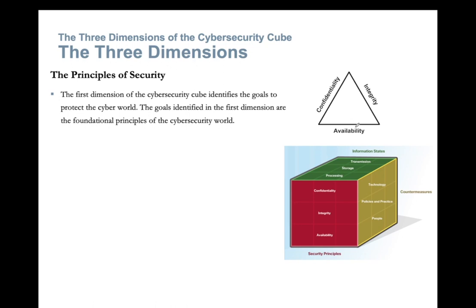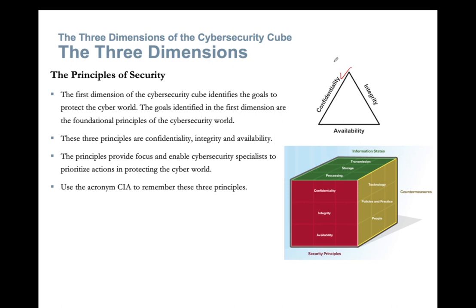The principles provide focus and enable the cybersecurity expert to prioritize actions when protecting any networked systems. Confidentiality prevents the disclosure of information to unauthorized people, resources, or processes. Integrity refers to the accuracy, consistency, and trustworthiness of data. Finally, availability ensures that information is accessible by authorized users when needed. Use the acronym CIA to remember these three principles.